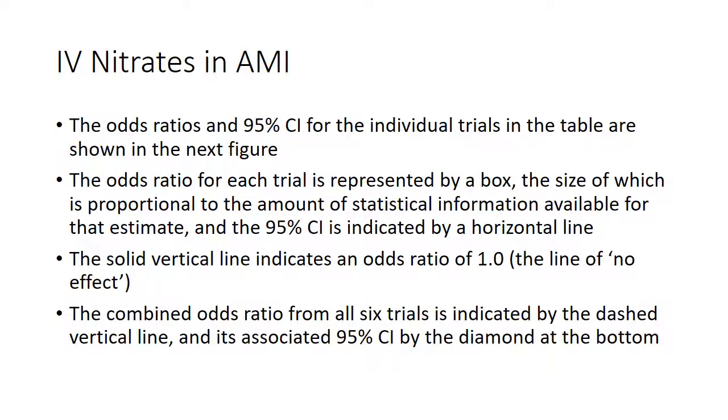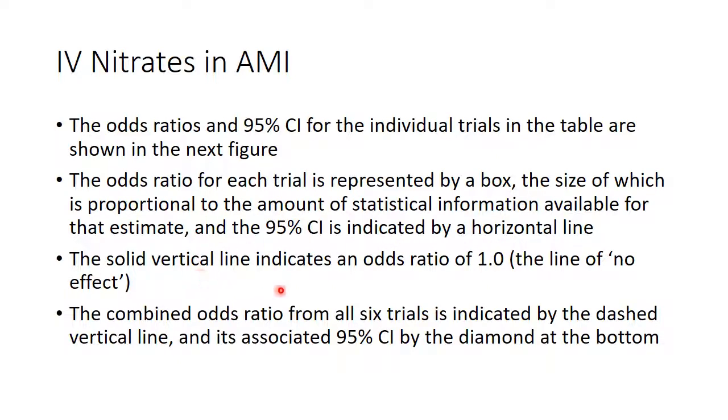And so I'll show you the graph of what that looks like in just a second, but the odds ratios and the 95% confidence interval for each individual trial are going to be shown in the next figure. The odds ratio for each trial is represented by a box. The size of the box is proportional to the amount of statistical information available, and the 95% confidence interval is indicated by a horizontal line.